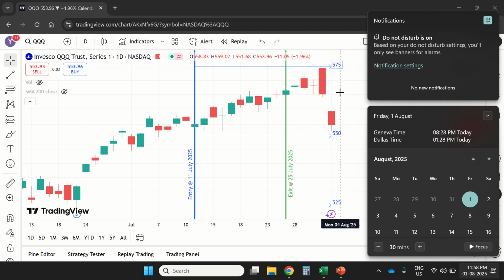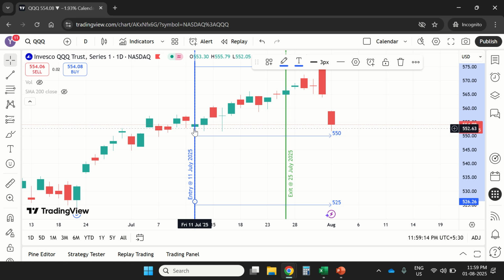Now what strike price did I choose? On 11th of July, when I'm about to enter the trade, I will see what is the at the money straddle price of 1st of August. So at the money straddle price means the at the money call and the at the money put. Let's say QQQ is moving around 553 or somewhere like that. So we will see what is the at the money 553 call and 553 put.